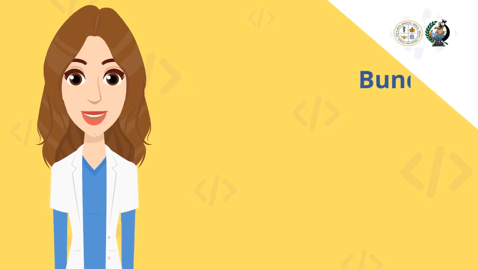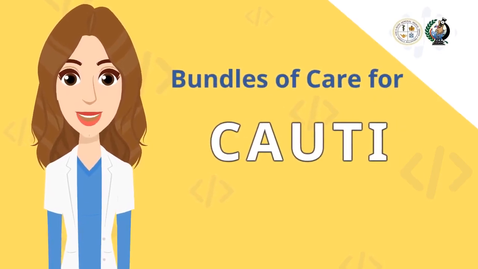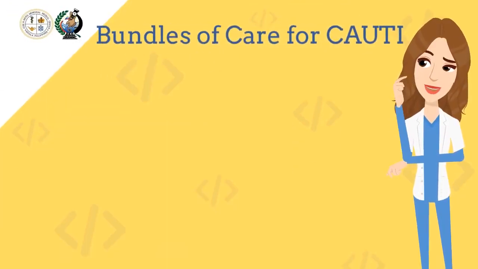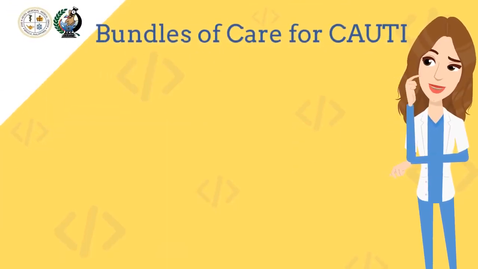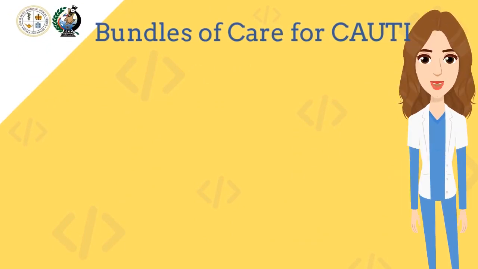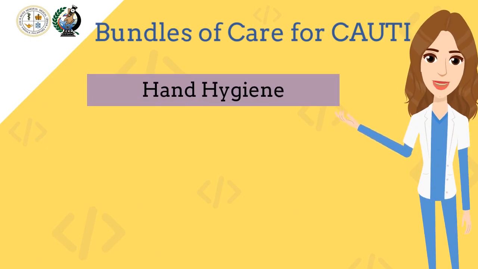Let's prevent catheter-associated urinary tract infection by applying its care bundle. To prevent CAUTI, what are the practices that we need to bundle? Let's start with the intervention that we could not eliminate. What else? Of course, no other than proper hand hygiene.